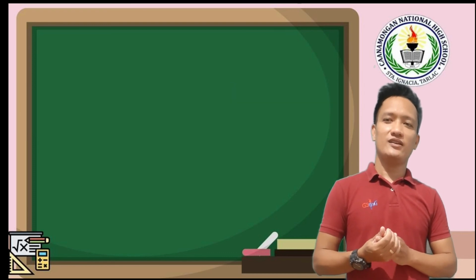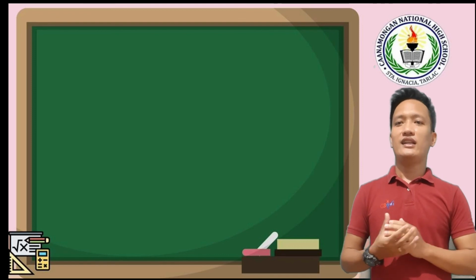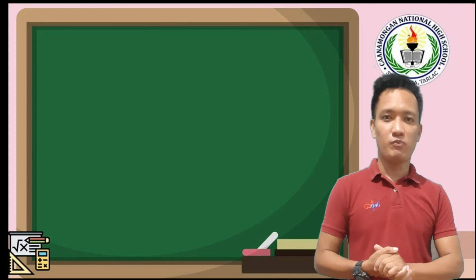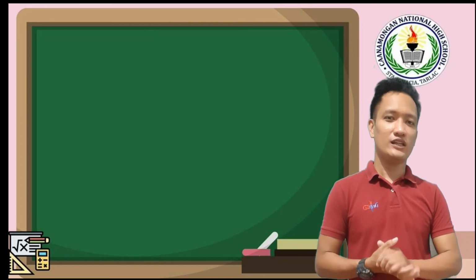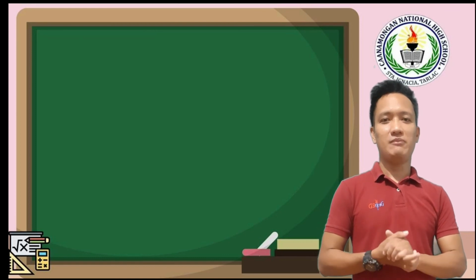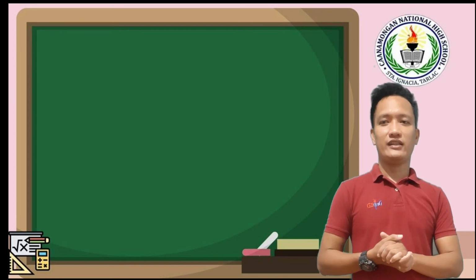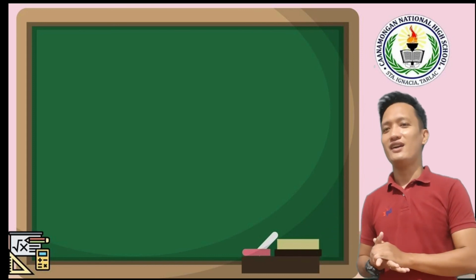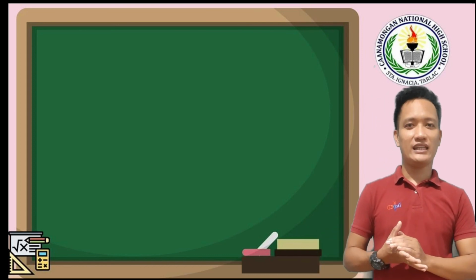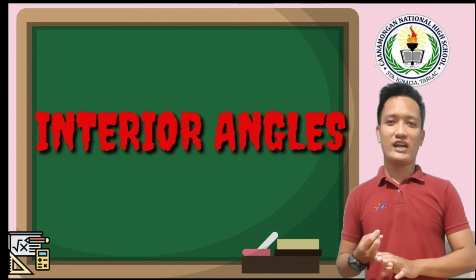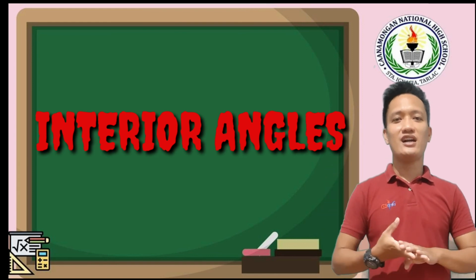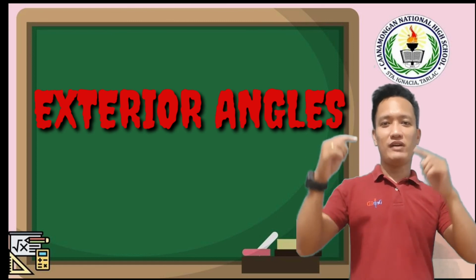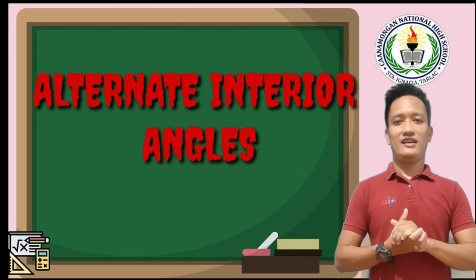So next, how to identify the angles formed by parallel lines cut by a transversal. Alam mo na ba kung paano sila i-identify? Kung talagang natuto ka, dapat alam mo kung paano sila i-identify. And what are those? So, yung nasa loob kanina, they are interior angles. Yung mga nasa labas, they are exterior angles.